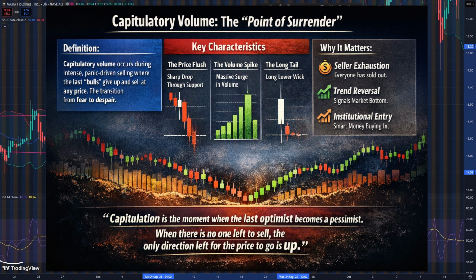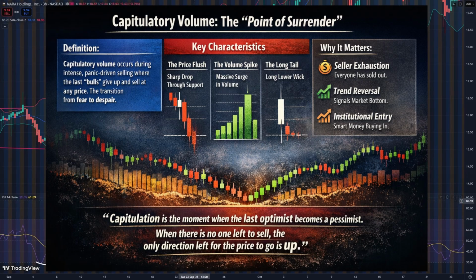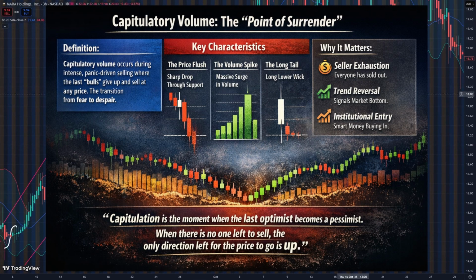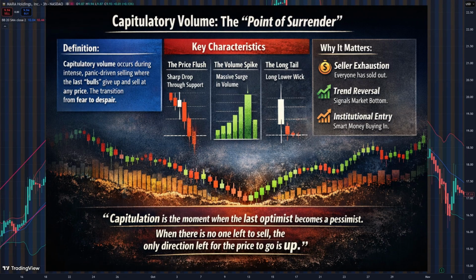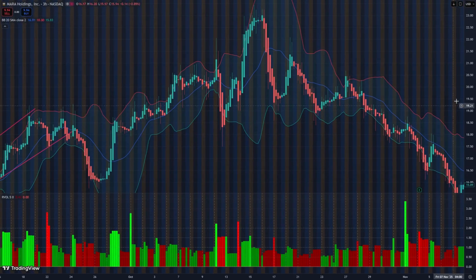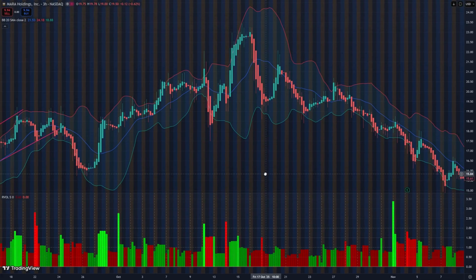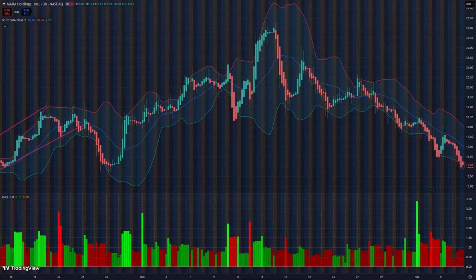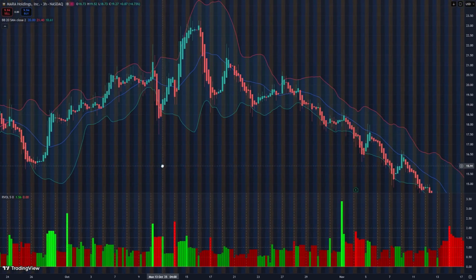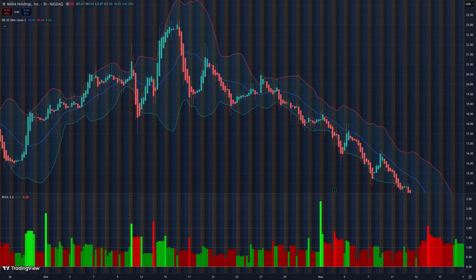Capitulation is emotional exhaustion. It's not logical trading. It's panic, FOMO, or forced exits all happening at once. At the lower Bollinger Band, capitulatory volume usually looks like panic selling. Stops get hit, fear peaks, volume spikes aggressively. That spike tells you something important. The weakest sellers are being flushed out. Once they're gone, there's often no one left to sell aggressively. Selling pressure dries up, and price becomes free to revert back toward the mean, the middle Bollinger Band.